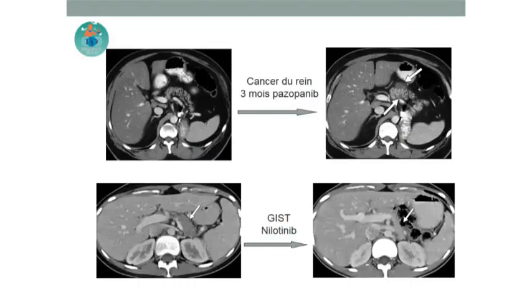So there's not much you can do, except if it's a grade 3 or 4, you monitor on a regular basis your lipase and amylase assays. And usually there's a spontaneous resolution when you stop the treatment, and if there's no resolution at grade 3 or 4, then you can induce normalization with specific actions. And here, in the case of renal cancer, 3 months on pazopanib, and the other that had a GIST on nilotinib.